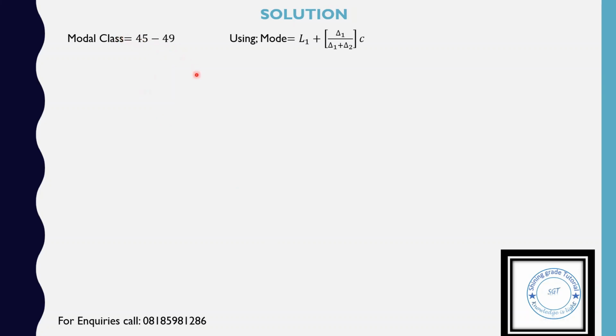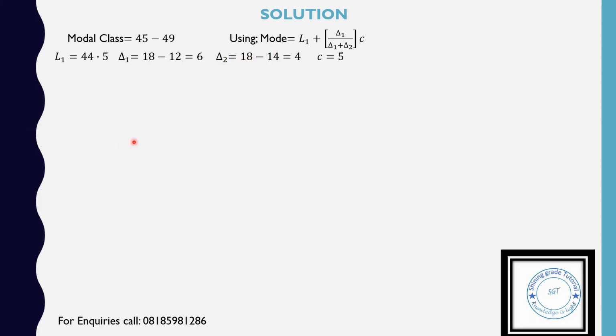That is the class with the highest frequency. So the lower class boundary of the class, we're using this mode formula. We have our lower class boundary to be 44.5. Then we have our theta 1, that means the frequency of the modal class, which is 18, minus 12, the frequency before the modal class. So 18 minus 12 is 6. And theta 2 is 18 minus 14, that will be 4. The frequency of the class after the modal class is 14.